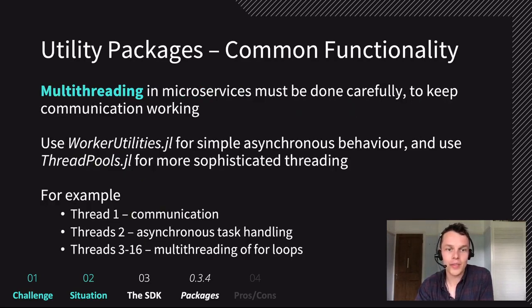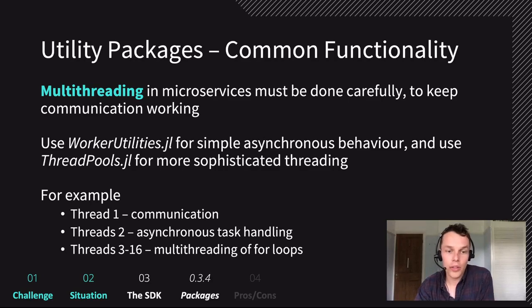Threading is something else that's really important to do carefully in microservices, mainly so that we can keep communication going. Especially if you have something monitoring a microservice, if the communication gets blocked, then it may think the microservice has gone down and restart it, which isn't very ideal. WorkUtilities is a really useful package for simple asynchronous behavior. It sends tasks to threads 2 and upwards, or you can use something like thread pools for more sophisticated threading.